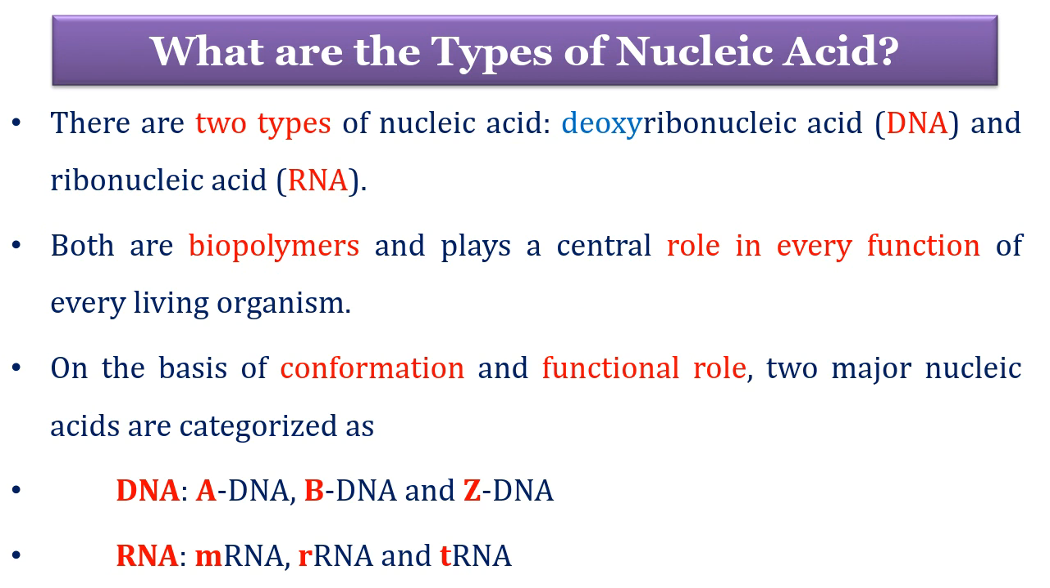On the basis of conformation and functional role, DNA and RNA are further categorized into different conformational types. DNA has A-DNA, B-DNA, and Z-DNA as conformational types, whereas RNA has the well-known mRNA, rRNA, and tRNA.